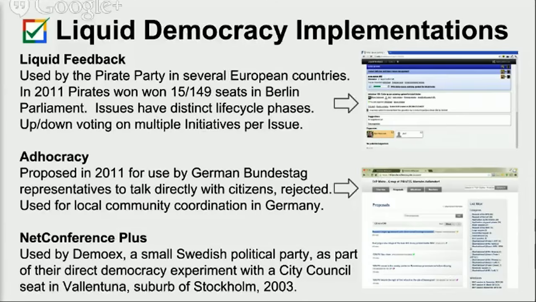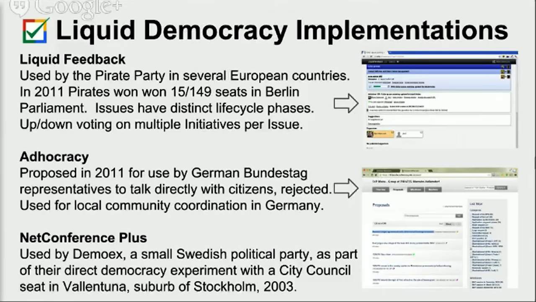In LiquidFeedback, there are issues, and they have very distinct phases. You create a new issue, then there's a discussion phase where people talk about it, and then you freeze it, and then people vote on the results. It's a full life cycle thing.